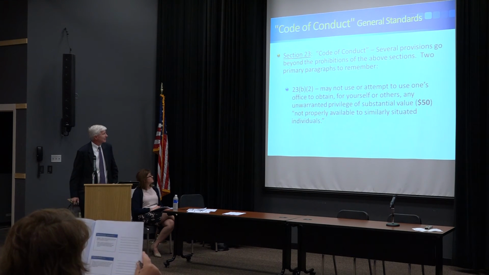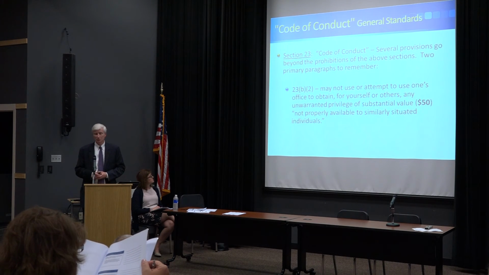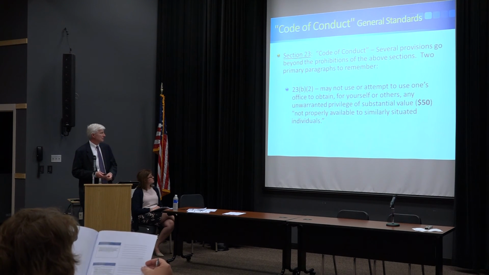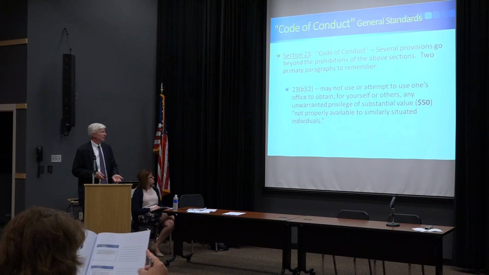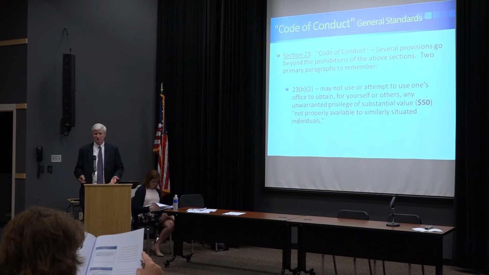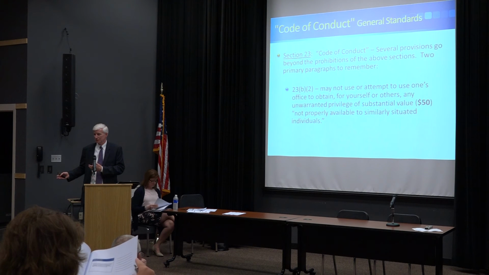And the other one is Section 23, which is called the Code of Conduct section, so things that weren't addressed in some of the other sections, kind of a catch-all. The two most common subsections to be aware of are 23B2. You can't use your public office or attempt to use your public office in order to gain an unwarranted privilege of substantial value, that's the $50 again, for yourself or for anybody else that's not properly available to similarly situated individuals. So basically it means you can't use your office to try to get some favor, get something which wouldn't be offered to the general public.